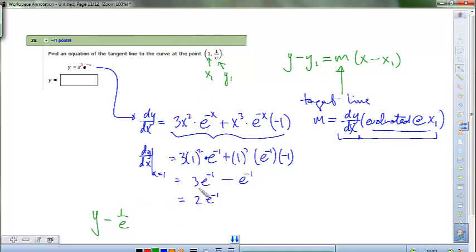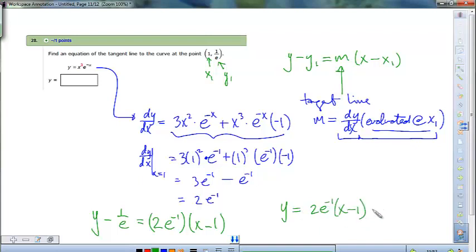That's 1 over e. That's also e to the negative 1, by the way. Is equal to the slope. And this is where you put this expression in for the slope, not this expression. And then x minus x1 is 1. And to complete this, we just bring this over to the other side. So y is equal to 2 e to the negative 1 times x minus 1, and then plus 1 over e. Again, there's ways to simplify this, but I would just be happy to leave it like that.